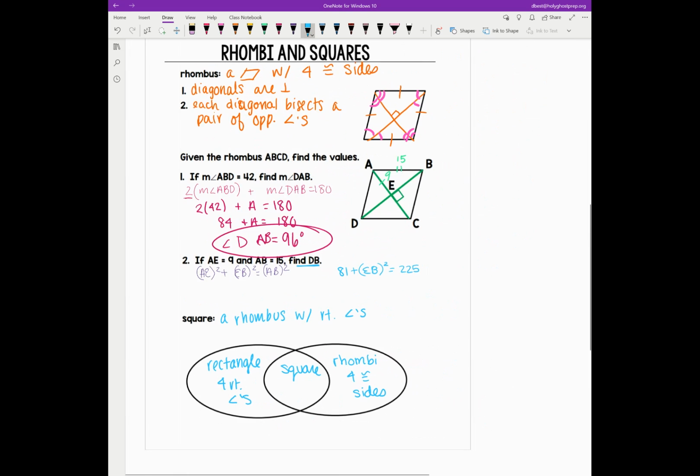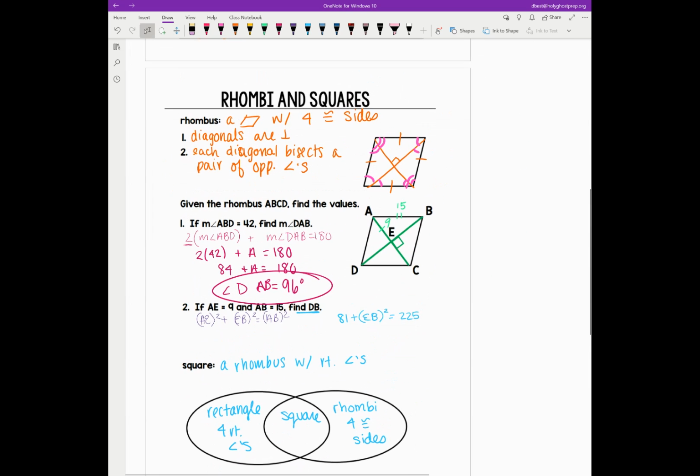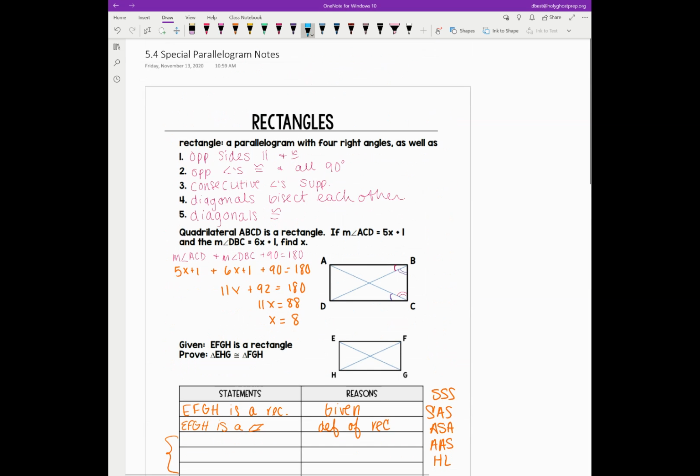So a couple of things for you to finish. You have the proof to finish and problem number 2 about the rhombi, and then there's going to be some textbook problems to follow up with. Let me know if you have questions, reach out, and I'll see you guys again soon.